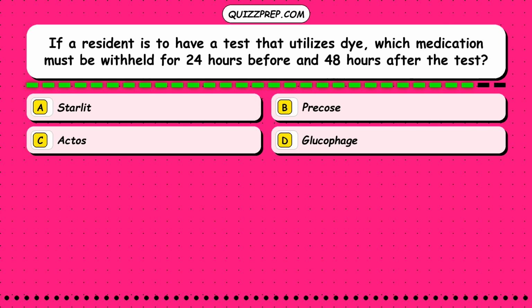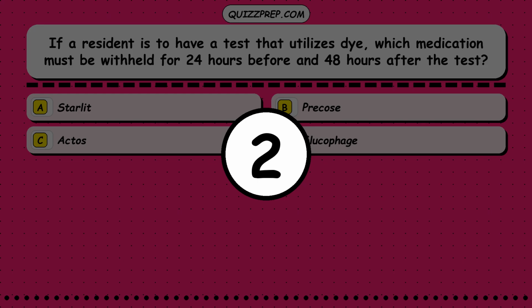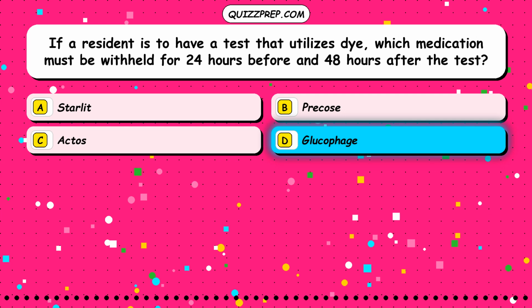Question 267. If a resident is to have a test that utilizes dye, which medication must be withheld for 24 hours before and 48 hours after the test? Option A, Starlix. Option B, Prandin. Option C, Actos. Option D, Glucophage. The correct answer is option D, Glucophage.